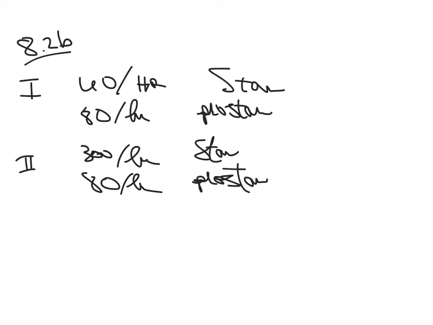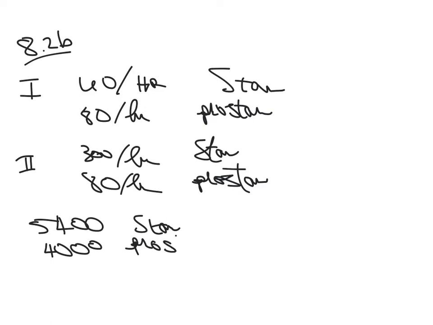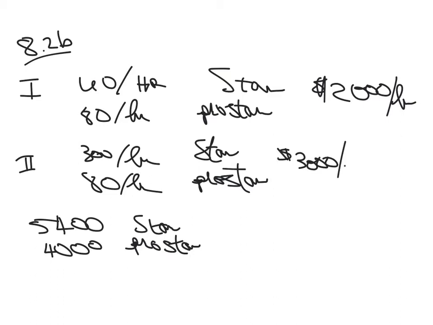Okay, so they've gotten this big order. They need 5,400 Blu-ray players of the Star, and they need 4,000 of the Pro Star. Okay, if it costs $2,000 an hour to run plant 1, and it costs $3,000 per hour to run plant 2, all right, how many hours should each plant spend on manufacturing to minimize its cost?